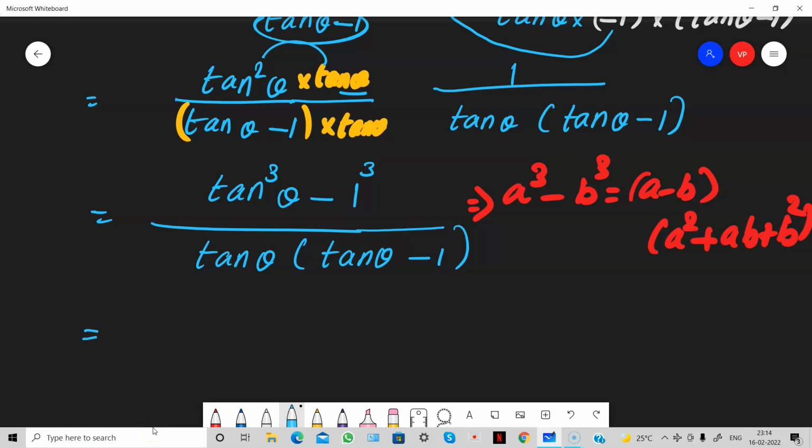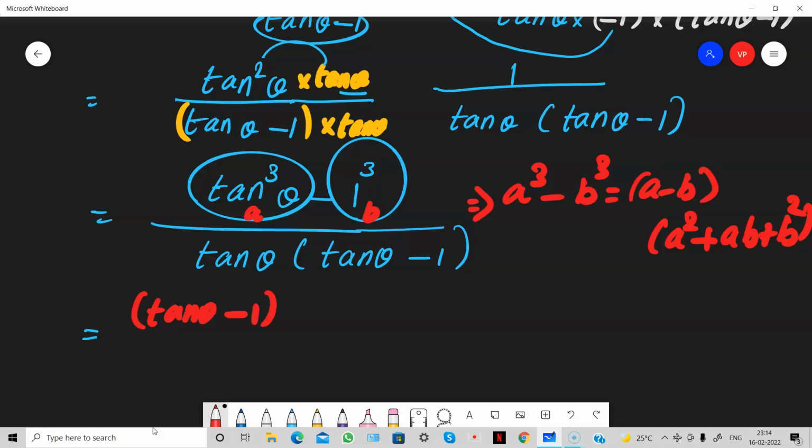Yes, so now, see, this one and this one, right? A and b. So, what is your a? This one is your a. And this one is your b. Right, students? Yes, so we can write tan theta minus 1. So, it's like this term, a minus b. So, I have written a minus b.